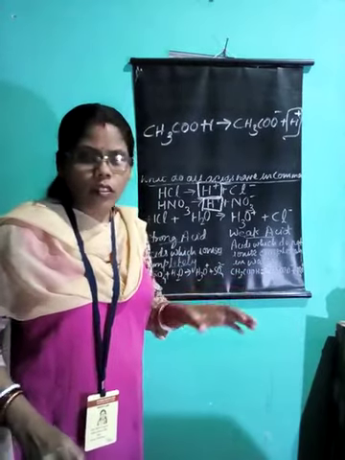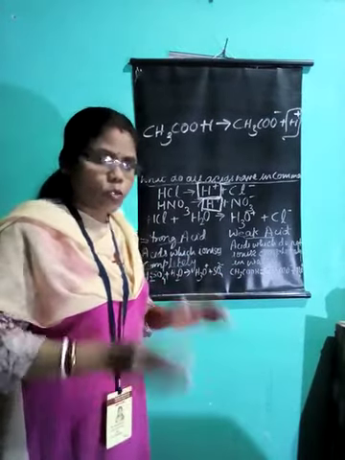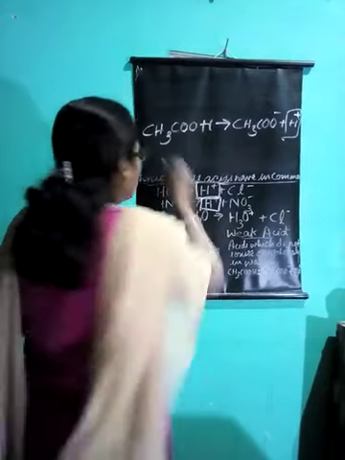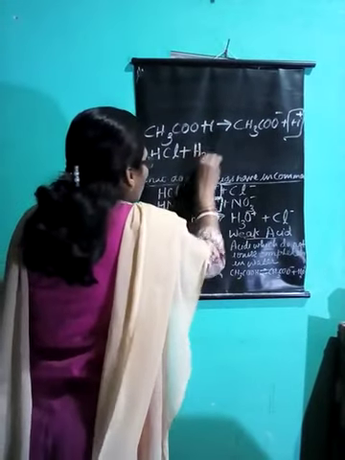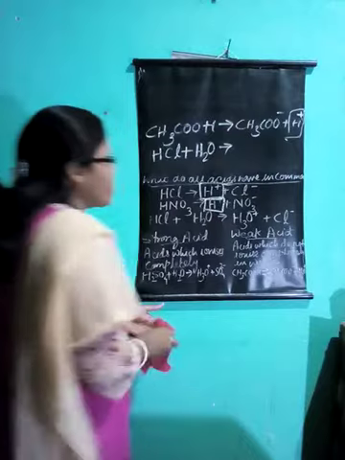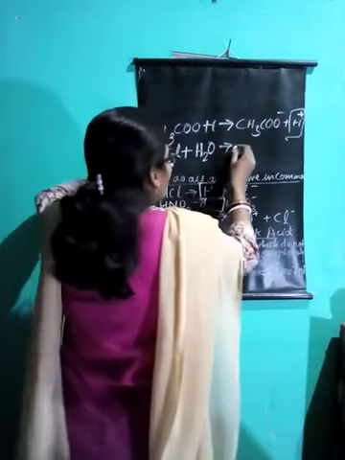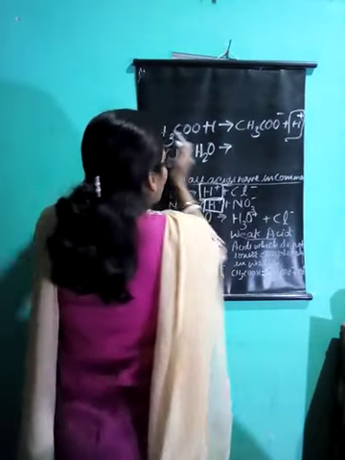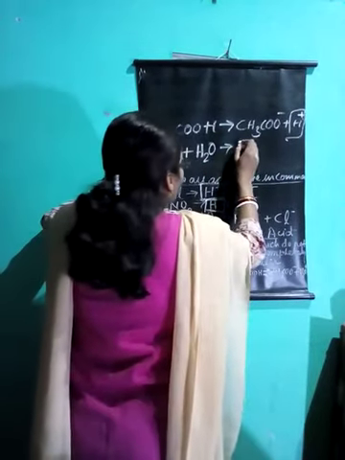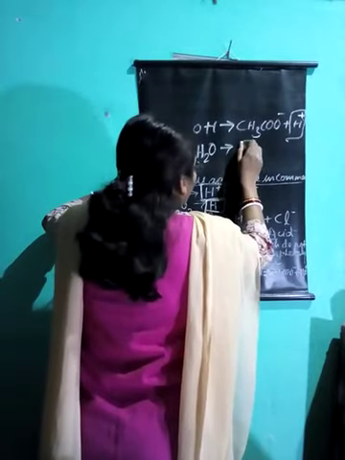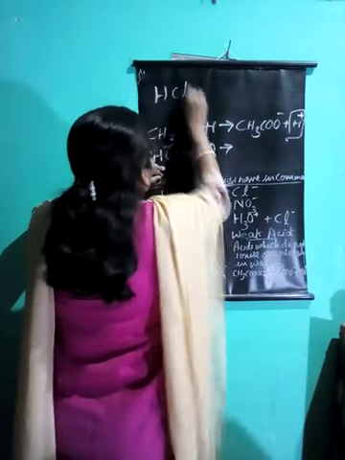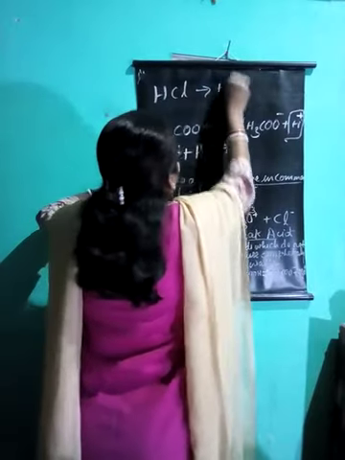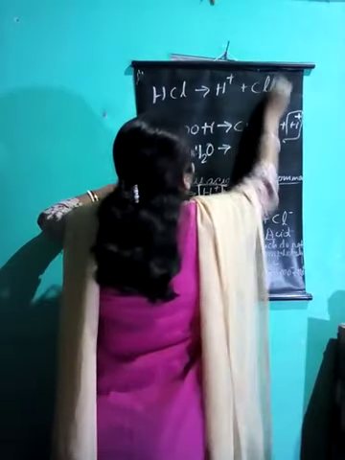They cannot stand alone. So when they are in aqueous solution, that is, when HCl is mixed with water, what happens? This HCl will dissociate into H plus and Cl minus.